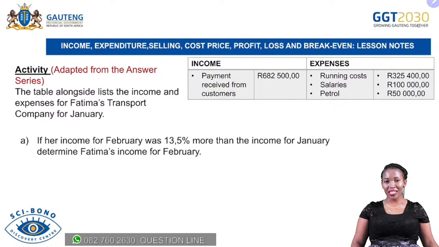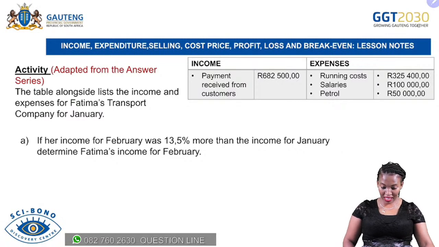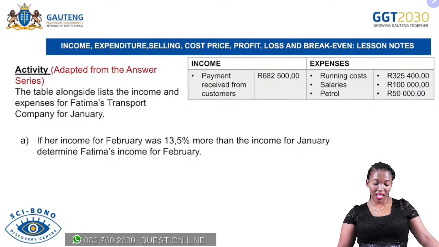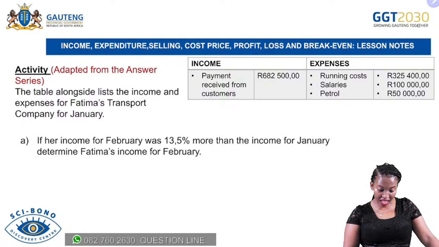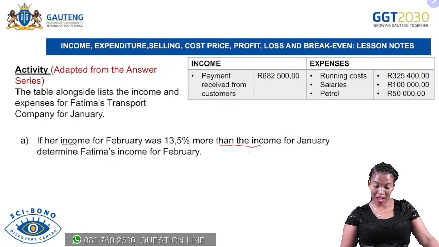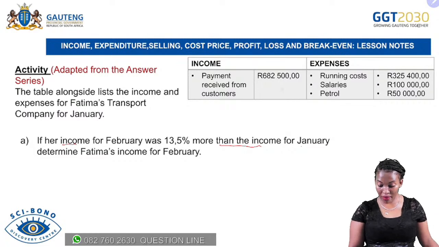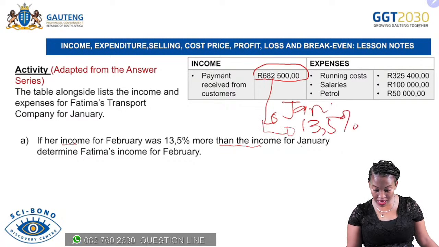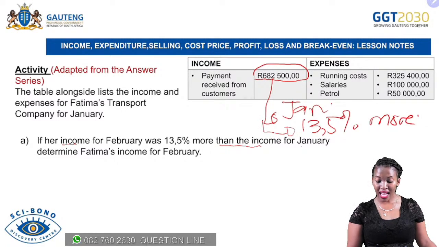And then our next question, still in the same context, we still have our income and expenses statement. And then here is a question. If her income for February was 13.5% more than the income for January, determine Fatima's income for February. So remember, this is the income for what? For January. So they say her income for Feb is 13.5% more than the income of what?